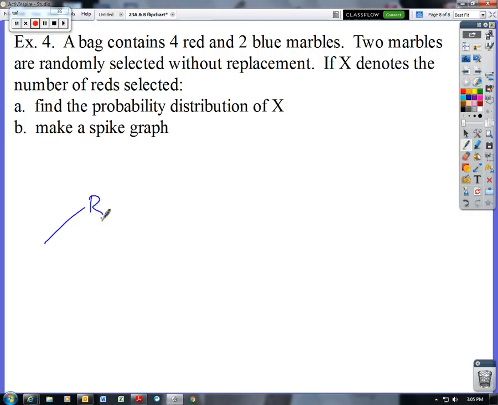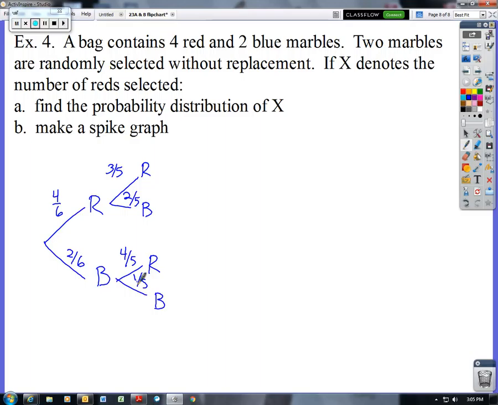I've got a red and a blue on my first choice, and then I have a red and a blue on my second choice. So on my first choice, I have 4 out of 6 reds and 2 out of 6 blues. No replacement, so the red got chosen, so there are now 3 reds out of 5 left, and there are 2 blues out of 5 left. Down here, I chose a blue, so there are still 4 reds left out of 5, and I've chosen a blue, so there's only 1 out of 5 left.